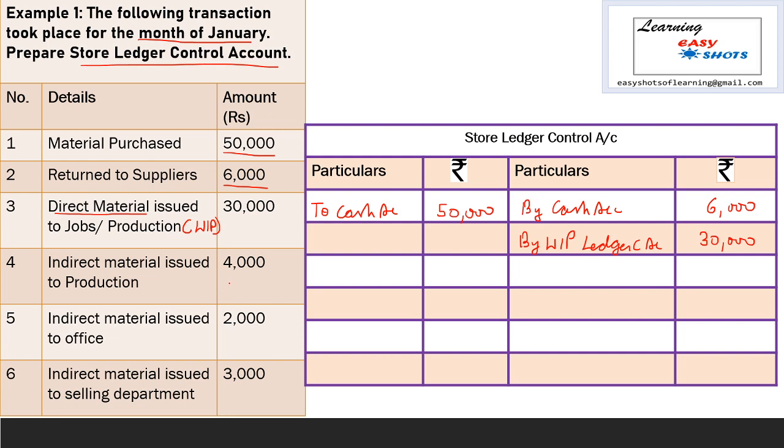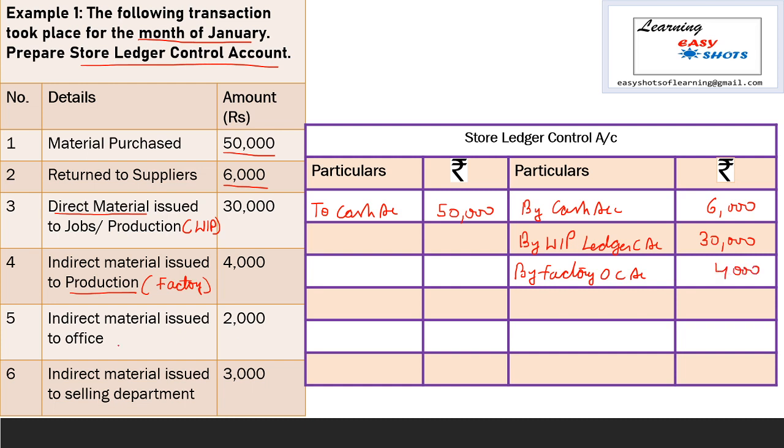Our next transaction is indirect material issued to production. Now this material is not directly related with production, but it is added to the direct material. So in this case the material is transferred to factory. So on the credit side we write by factory overhead control account costing rupees 4,000.